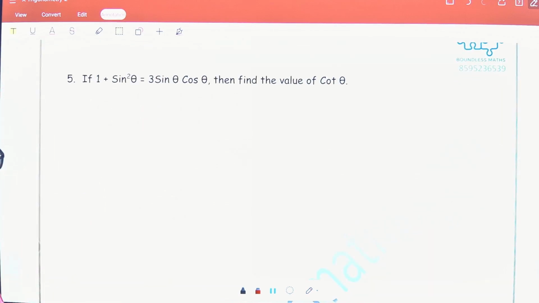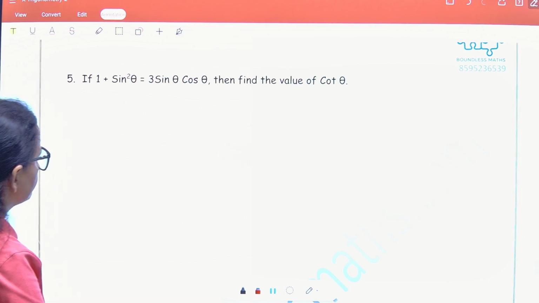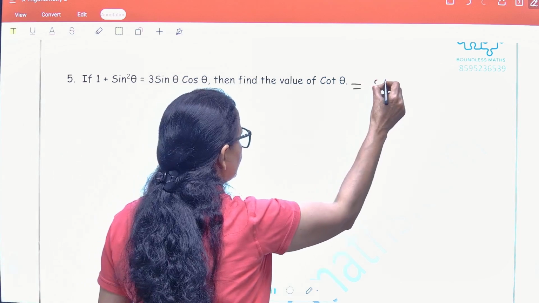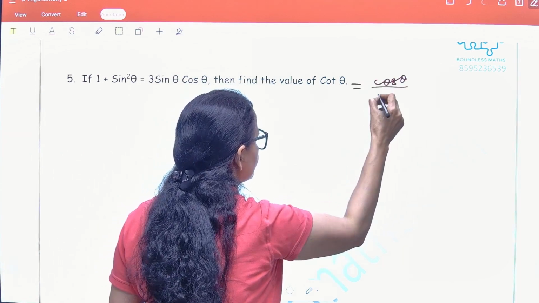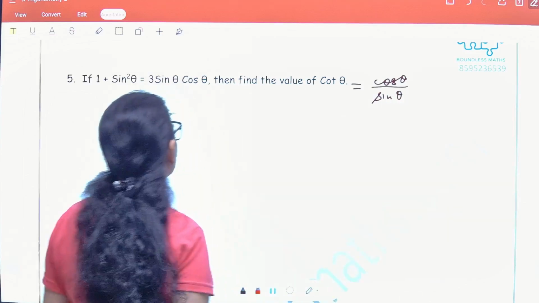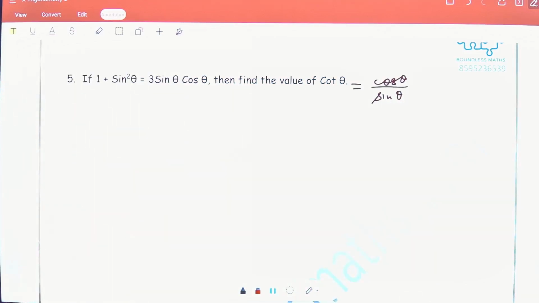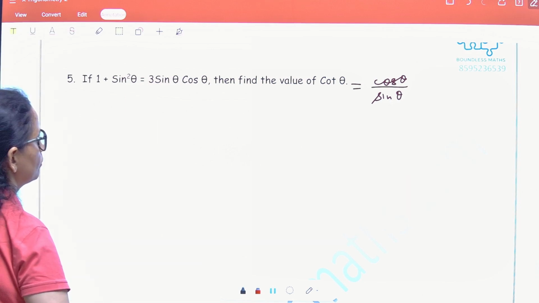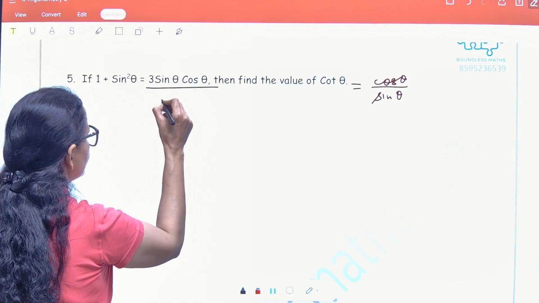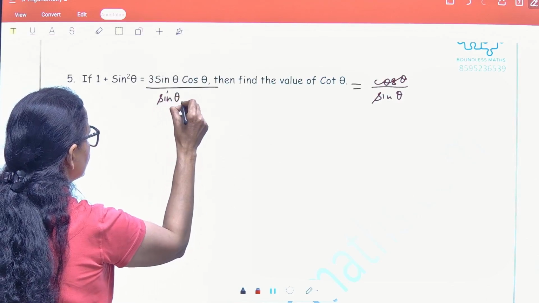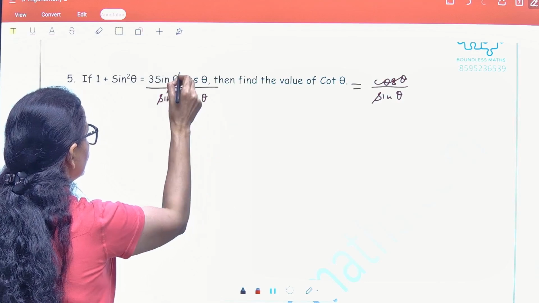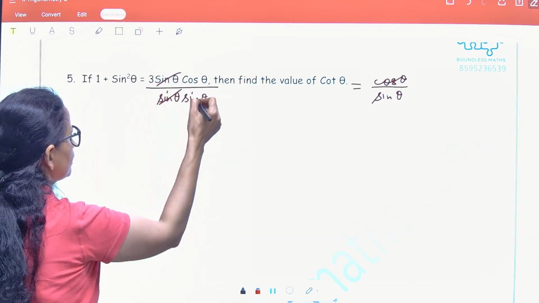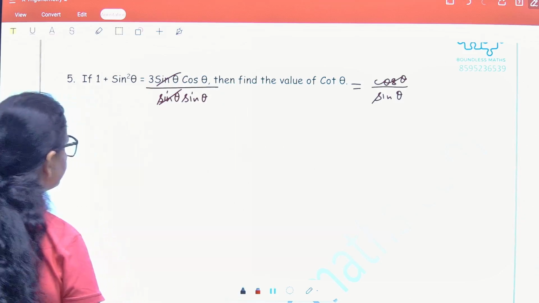If 1 plus sin²θ is 3 sin theta cos theta, then find the value of cot theta. Now what is cot theta? Cot theta is cos theta by sin theta, right? Now here on the right side we have 3 sin theta cos theta. If I want to convert this to cot theta, how can I do that? If I have sin theta here and another sin theta here, to cancel this sin theta, but this becomes cot theta, I can do that.